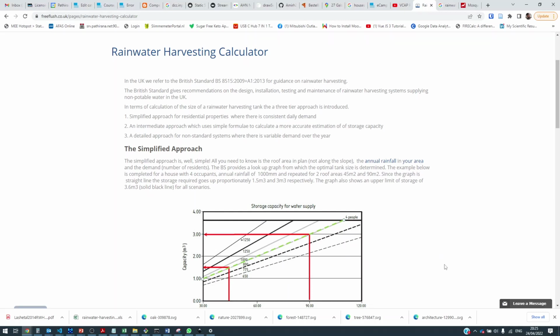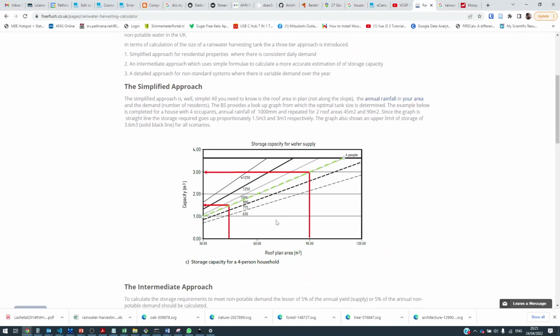The first is what they call the simplified approach. That is, they provide a series of lookup diagrams for different numbers of people in households. This diagram is for four people, so there is an upper limit. This upper limit is the tank capacity that will satisfy 100% of the non-potable water demand of those four people. So there is no financial case for household systems to build bigger tanks than that, unless you are using it for household agriculture or some other purpose.